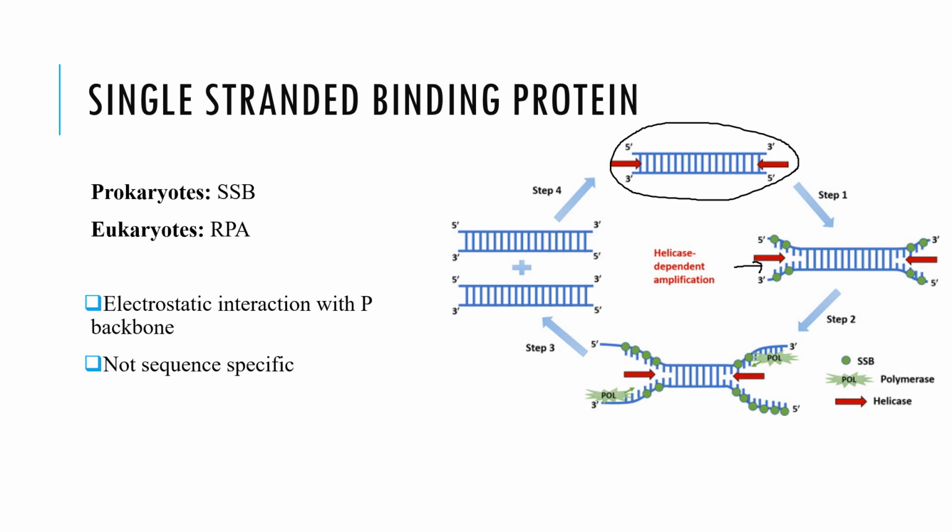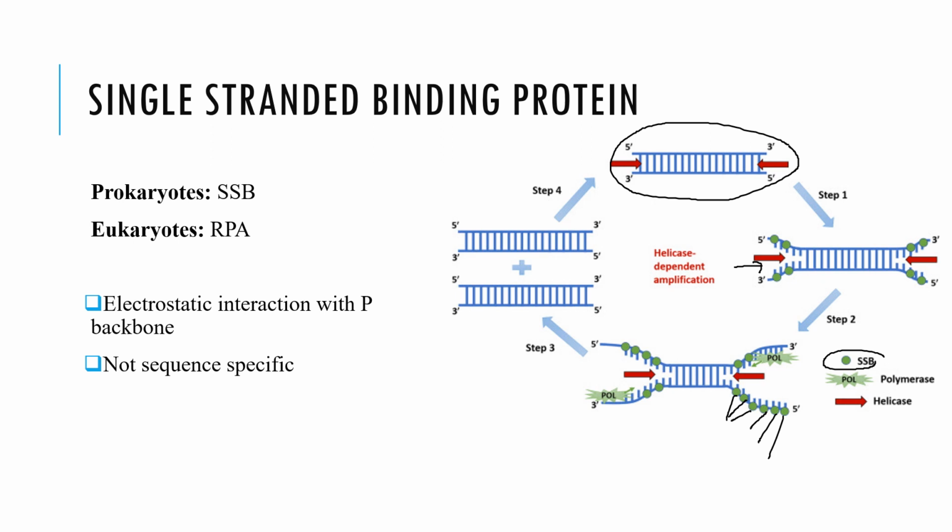To prevent these two strands from again forming the hydrogen bonding, you can see that these green balls are present. These green balls are actually the single stranded binding protein, and these proteins are responsible to prevent the rewinding of the DNA strand. If the single stranded binding proteins were not present, the DNA strands may join together or may rewind.